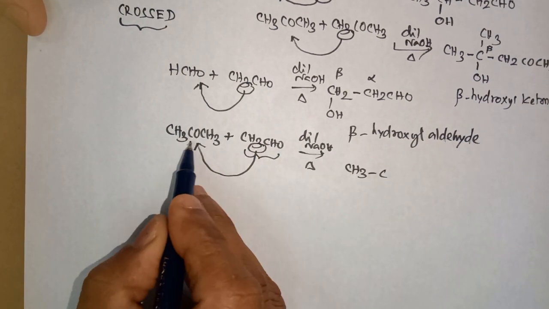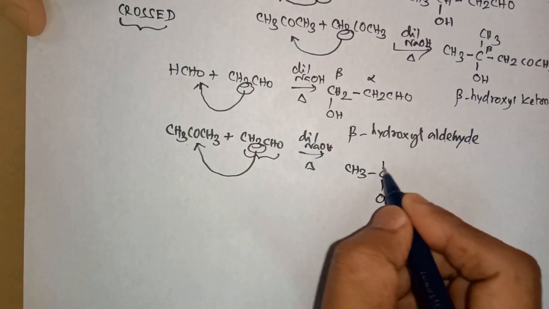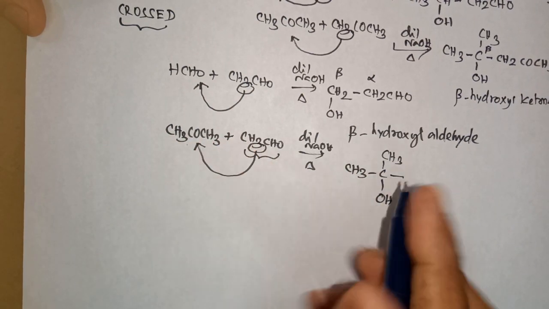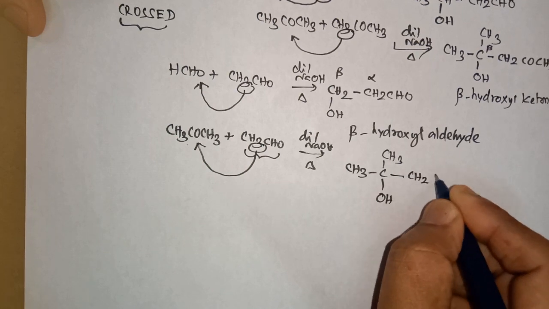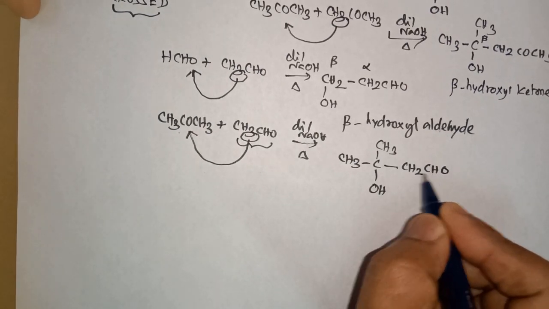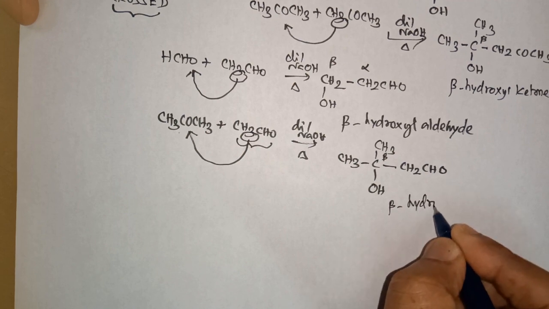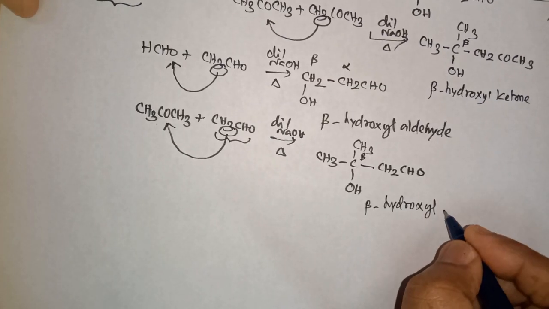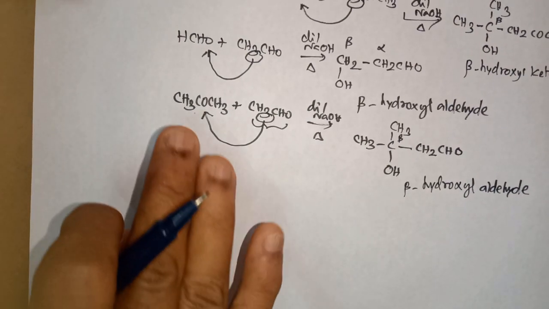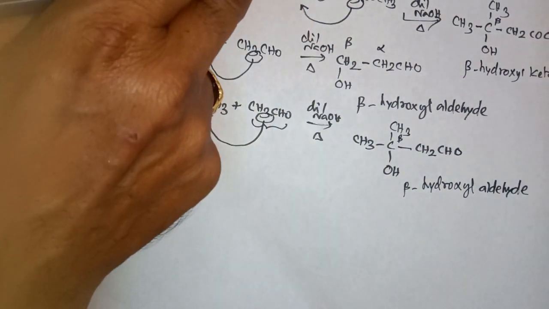Now I can write it as CH3C. This H adds to this O and it becomes OH. The CH3 you can bring to the side, that is CH3, then single bond CH2 CHO. This functional group is alpha, beta, so it is beta hydroxyl aldehyde. But if I take both these molecules the same, it will come under the simple type.